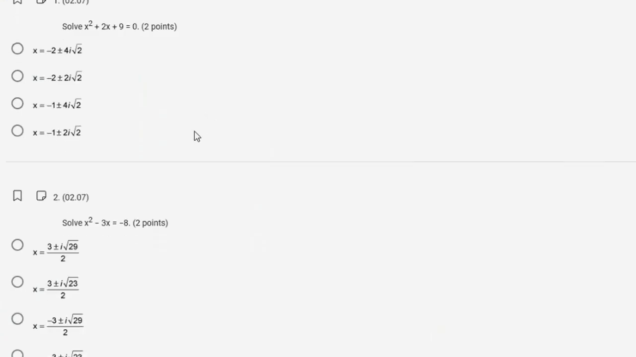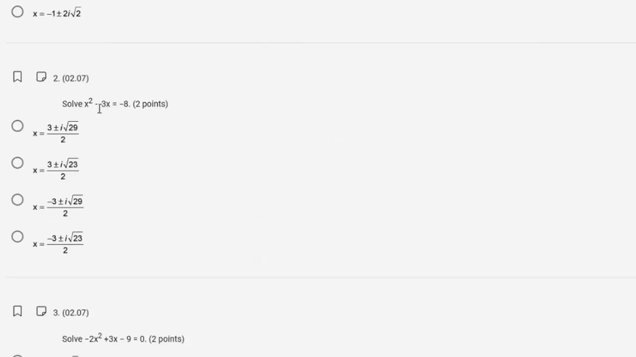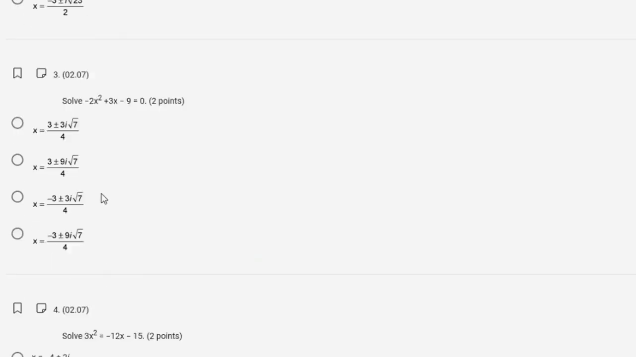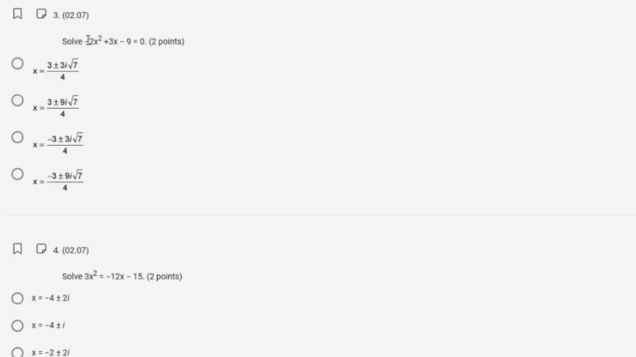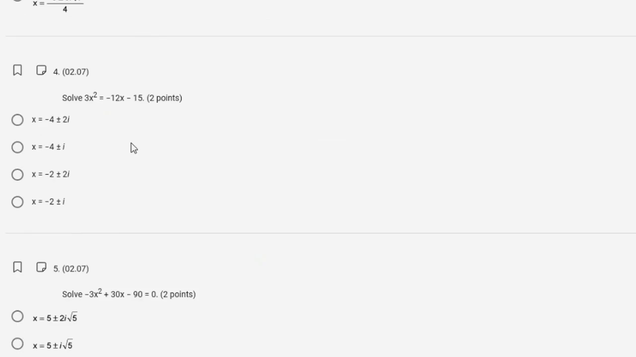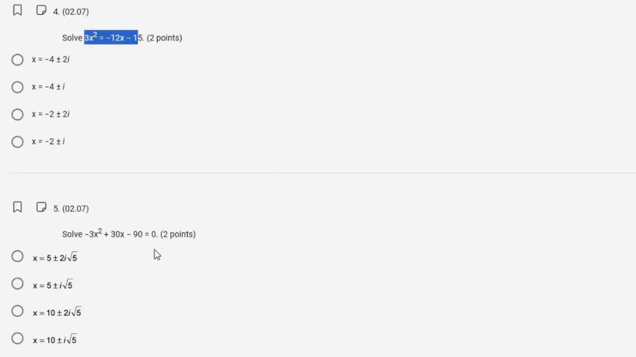Our assignment, solve this. And look, it's going to have complex solutions. Solve this. This needs to be set equal to 0. It's got complex solutions. This one's already set equal to 0. This is in standard form. This is not. You got to set it in standard form. Looks like five problems.